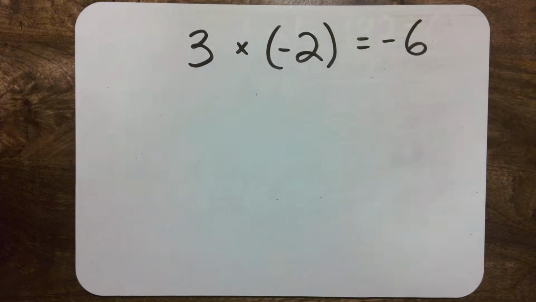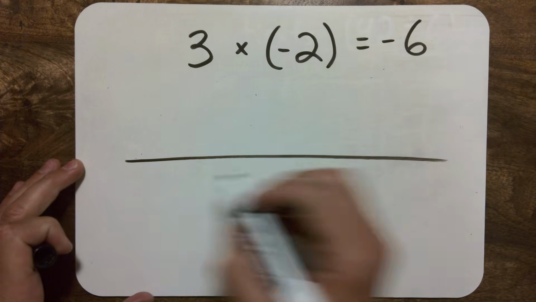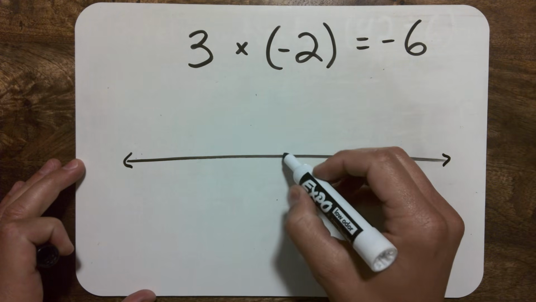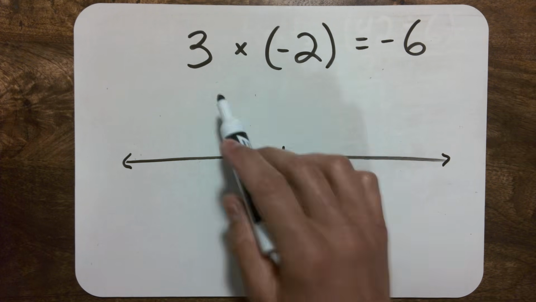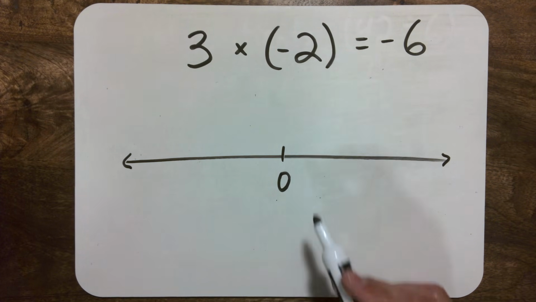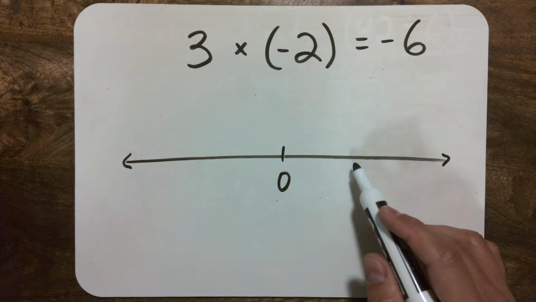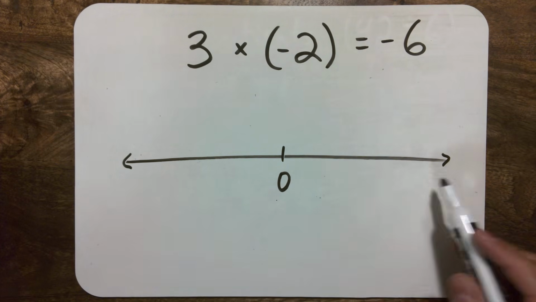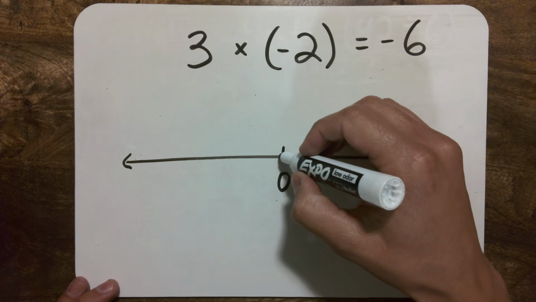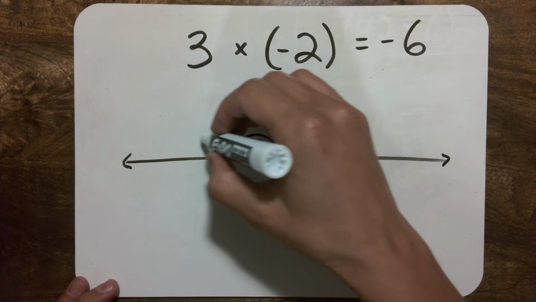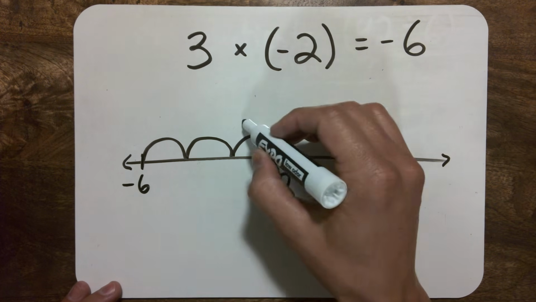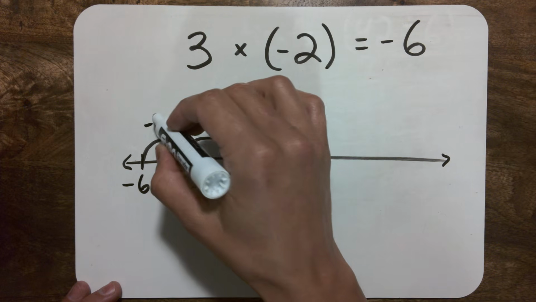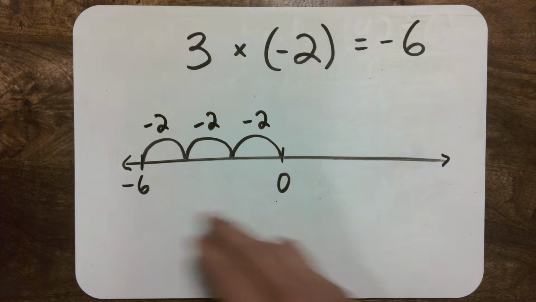That's a common model for concrete. For representational, a common model is going to be a number line. So again, I have 3 groups that each have a size of negative 2. 3 groups of 2 would be moving to the right: a group of positive 2, positive 2, positive 2. But this is going to be 3 groups that each have a size of negative 2. Then my product will be negative 6.